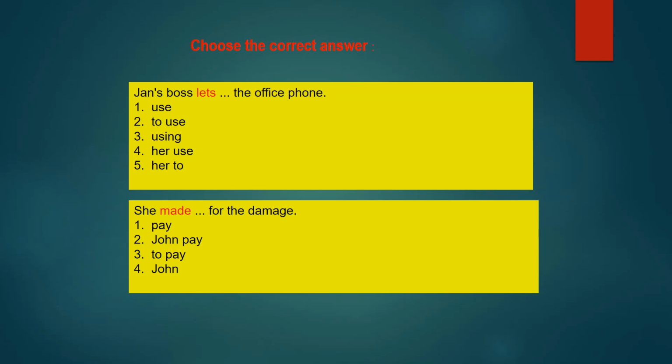Let's move to sentence number 4. She made for the damage. We have pay, John pay, to pay, or John. The structure here is made, and the rule says that made is followed by an object, and the object is followed by an infinitive verb. So we can't say pay because there is no object. We can't say to pay because there is no object. Also, we can't say John because there is no verb. So the correct answer is number 2, John pay. So she made John pay for the damage.